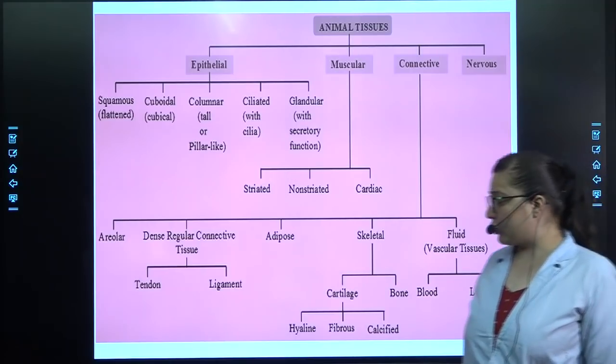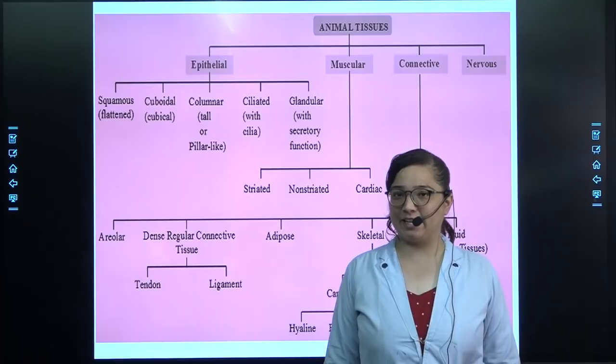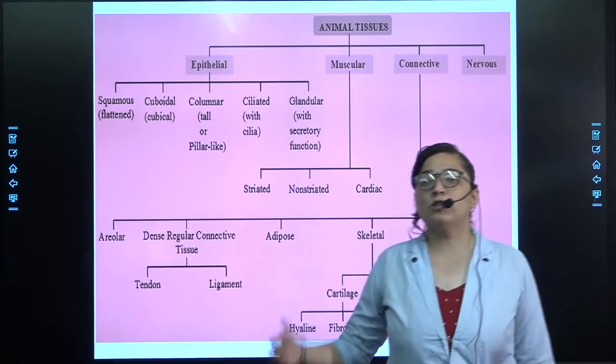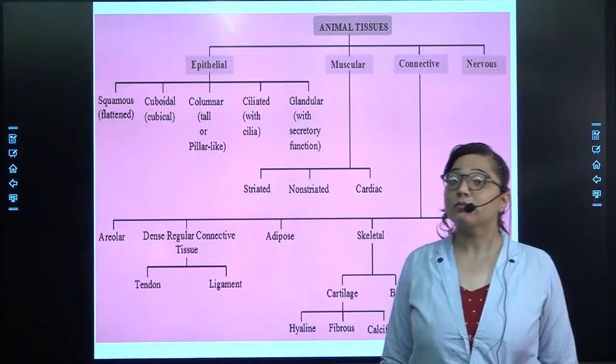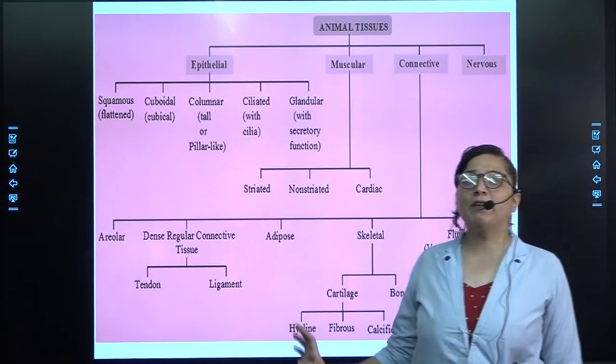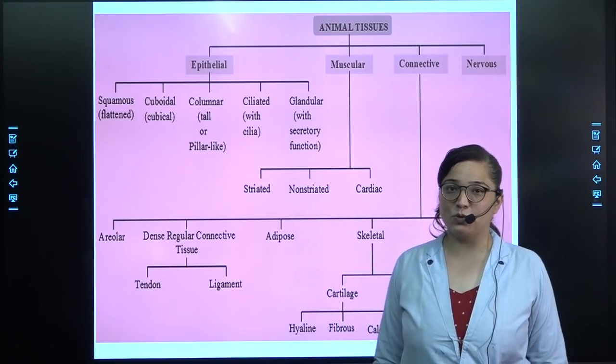Then the nervous tissue. For as the name is nervous, but it is not at all making us nervous. Okay, so that is about the whole of the animal tissue chart. Now, one by one, we will have a look at all the types of animal tissues.